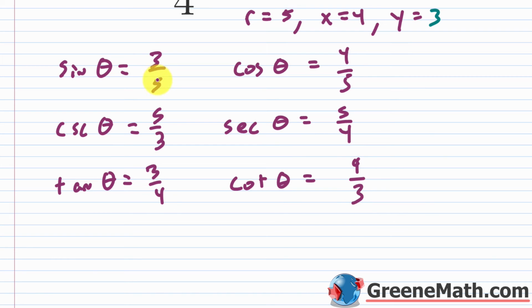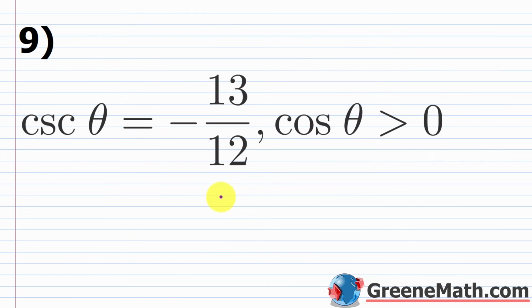So the sine of theta is 3/5. The cosine of theta is 4/5. The cosecant of theta is 5/3. The secant of theta is 5/4. The tangent of theta is 3/4. And the cotangent of theta is 4/3. All right, let's take a look at problem number 9.